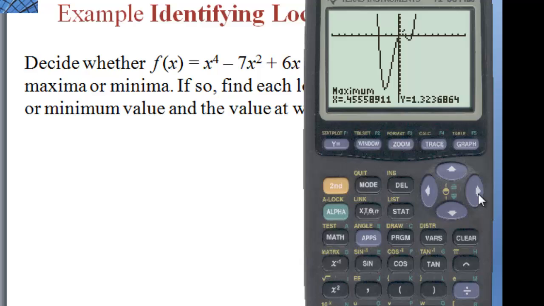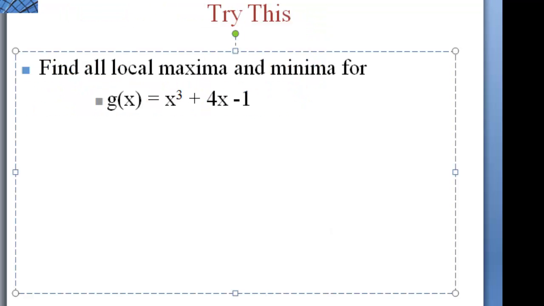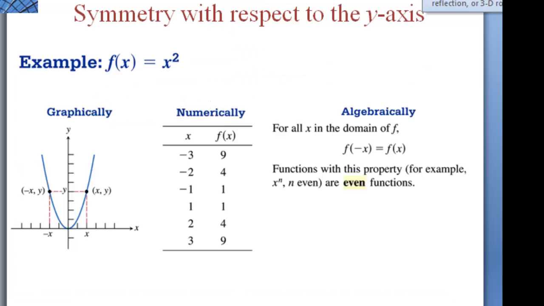Now I'll give you a problem to try on your own. Find all the local maxima and minima for g of x equals x to the third plus 4x minus 1. Next, we're going to look at symmetry.